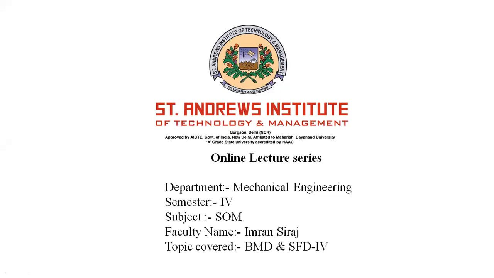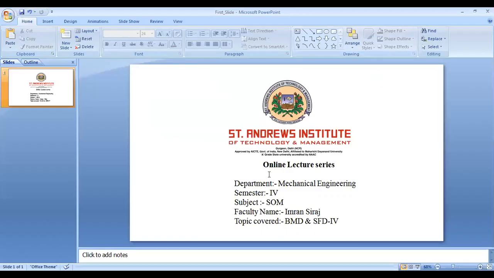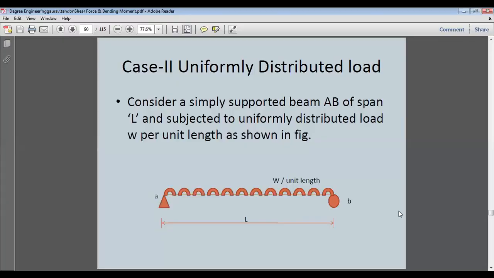In the online lecture series, we are studying bending moment diagram and shear force diagram of different types of beams. In the earlier lectures, we have covered the bending moment diagram and shear force diagram of a cantilever beam. And in the last lecture, we also discussed uniformly distributed load on a simply supported beam. Again, we are coming to the simply supported beam: uniformly distributed load, uniformly varying load, point load, and then a combination of these, and how to draw the shear force diagram and bending moment diagram of all these combinations.